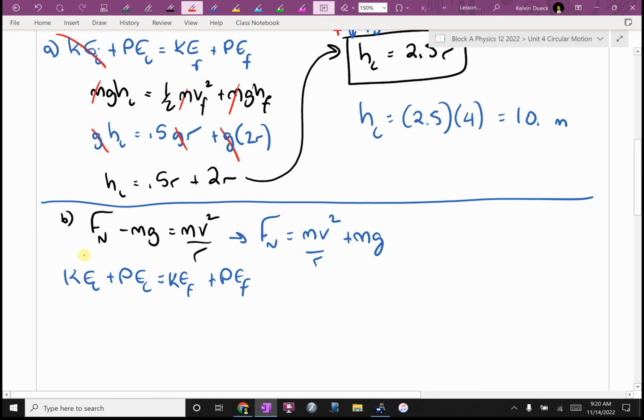We already said we're starting from rest, so we can cross out KE initial. Where is my final in part B? Where did I put the F? Cross out PE final. And I end up with a half mv initial squared. No, that's the wrong equation totally. How about mgh initial equals a half mv final squared?